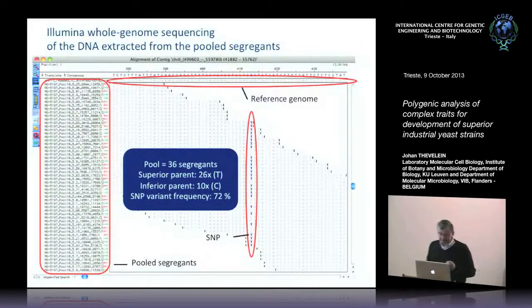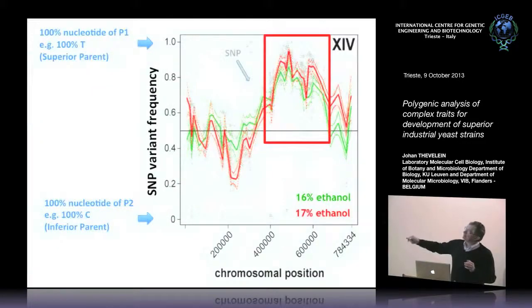This information we get from the sequencing center, and then we plot the SNP variant frequency over the position of the SNP in the chromosome. In this case, for instance, chromosome 14. All the little dots that you see here, the gray dots, are SNPs. And they all have a variant frequency, for instance, T or C. If it is 1, it would be 100% T. If it's 0, it would be 100% C.